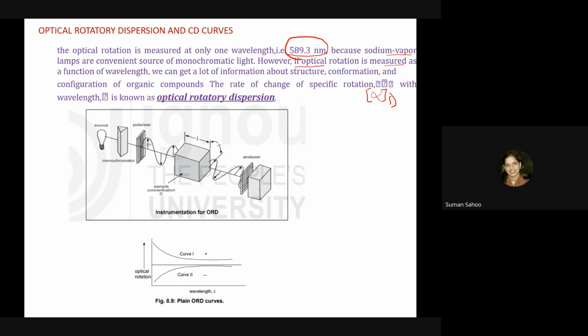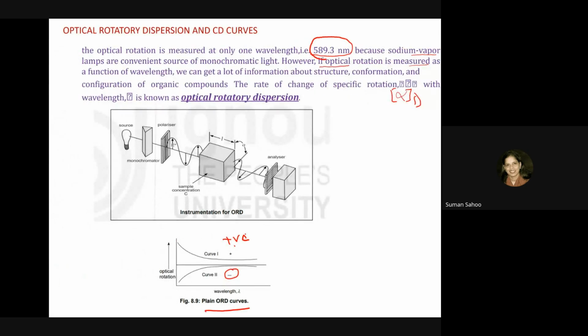When we plot a graph of optical rotation against wavelength, we get a smooth curve like this, known as a plain ORD curve. It is a positive curve when, with decrease in wavelength, the specific rotation increases. And when, with decrease in wavelength, the optical rotation decreases, that is known as a negative curve. So these are plain ORD curves.